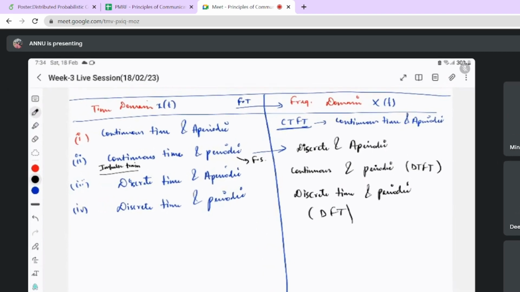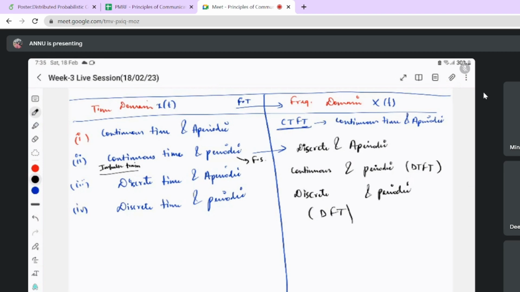Have you studied signals and systems? In the frequency domain, do we say discrete time or just discrete? No, sir, we call it discrete. Discrete only. The DFT is discrete and periodic.